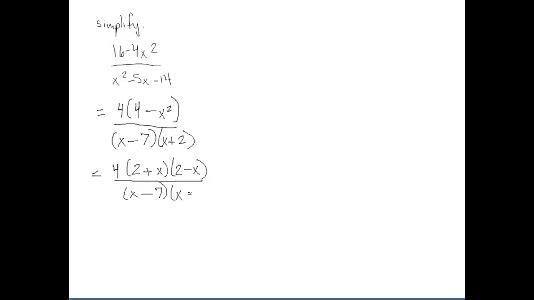So if we bring the denominator down, we look for common factors. x plus 2 and 2 plus x are the same factor. The order of addition does not change any result, so we can divide those out and they cancel, and we're left with 4 times 2 minus x over x minus 7.